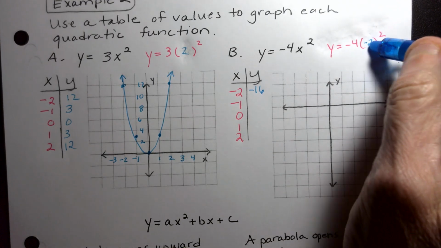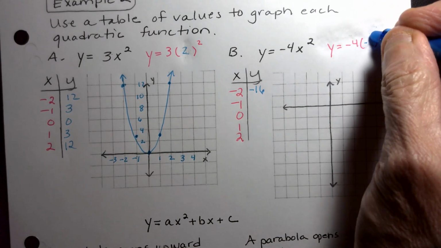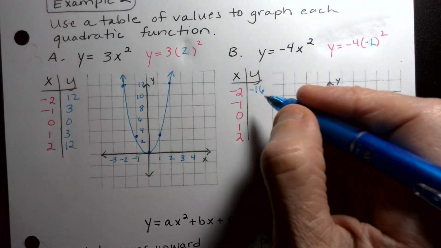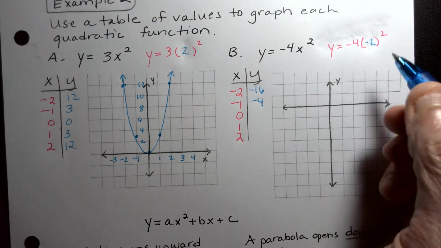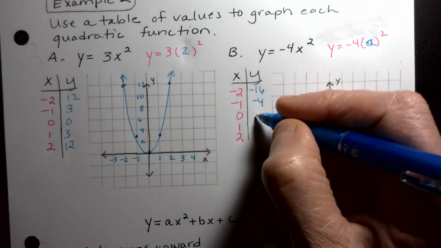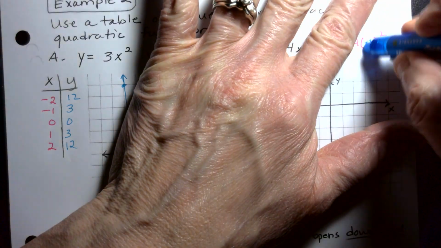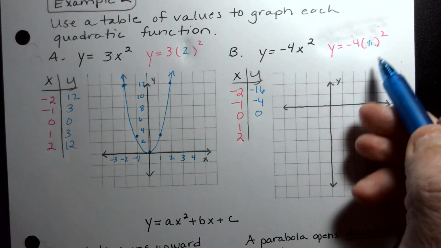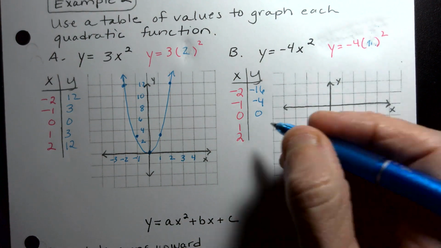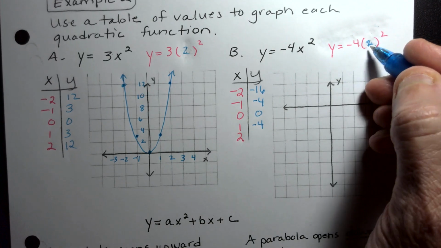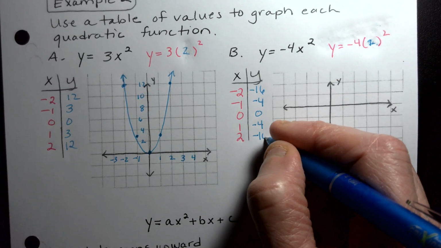Put a negative 1 in there. Negative 1 squared is 1 times negative 4 is negative 4. Put a 0 in there. 0 squared is 0 times that is 0. Put a 1 in there. 1 squared is 1 times negative 4 is negative 4. You see the pattern. Put a 2 in there. 2 squared is 4 times negative 4 is negative 16.